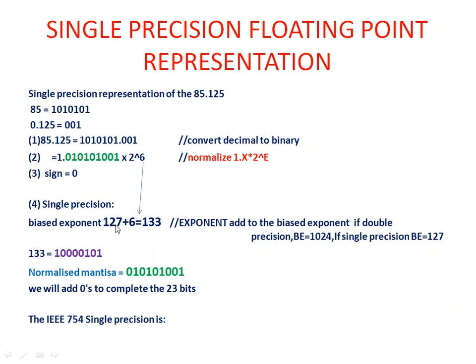Okay, therefore 127 is the biased exponent, plus 6 is that value. When we add these two values, we get the answer 133. Now it is a decimal, as we know very well. You have to convert this decimal to binary. You get the binary equivalent value 10000101. Okay, here we can say after the radix point we have the mantissa field.